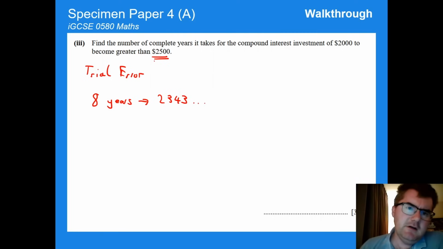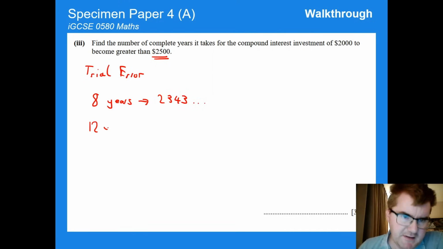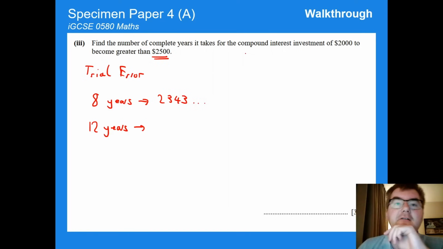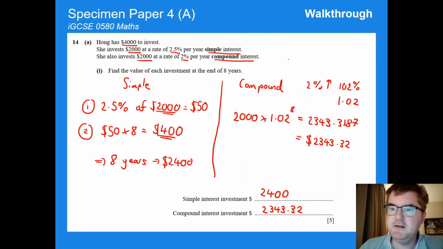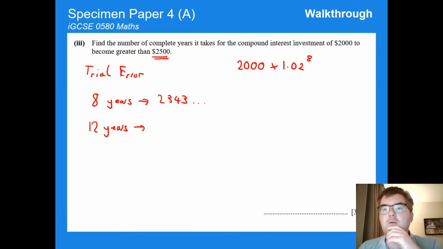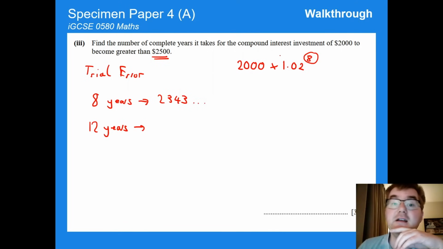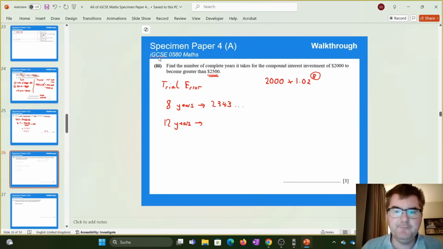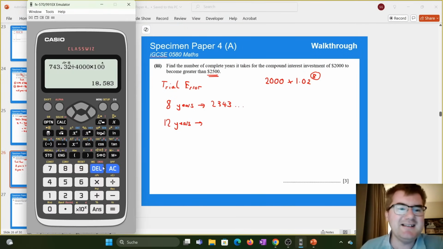So let's try 12 years. Let's start with that and see where we're at that point. Now the formula we're using is what we used in the first part. So 2,000 times 1.02, because we're going up by 2%, to the power of 8. So it's this formula here. But we're now going to change this number and see if we can get that point where we cross the $2,500 threshold. So sometimes this can be quite frustrating because you can't quite see the number that you need. So let's start with 12 just to see where we're at.